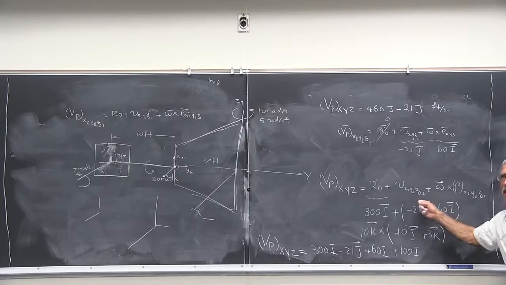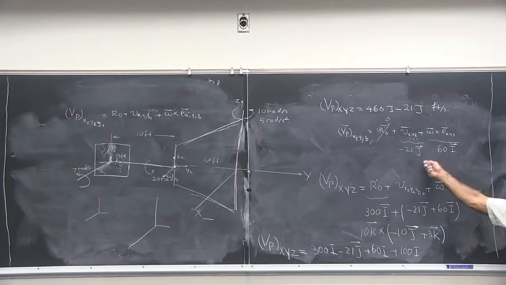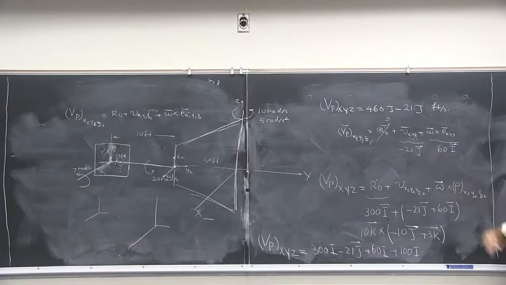Then you do have v x2, y2, z2. We already have that velocity from the previous one. That is minus 21j plus 60I. So we have that one. We don't have to calculate again.